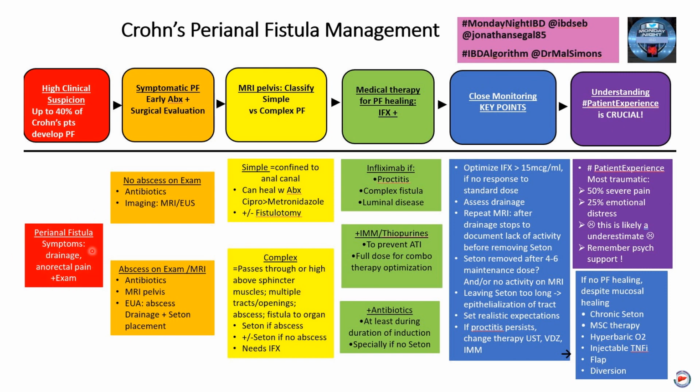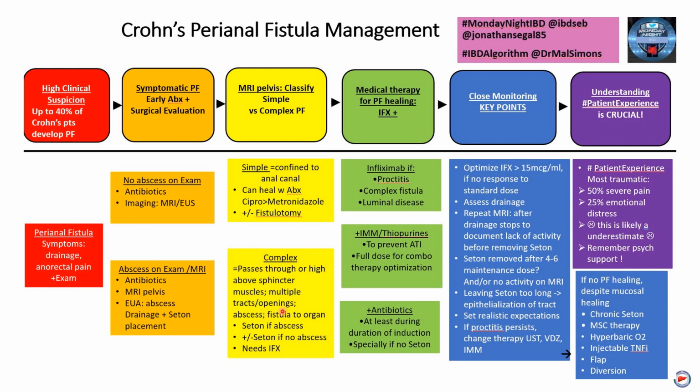We have a perianal fistula. If there is no abscess on examination, we can use only antibiotics for induction. If there is an abscess on MRI, we must use antibiotics, plus we must do drainage of the abscess and seton placement. If the fistula is simple, confined to the anal canal, it can heal with antibiotics like Cipro and metronidazole, or fistulotomy if there is no rectal inflammation.